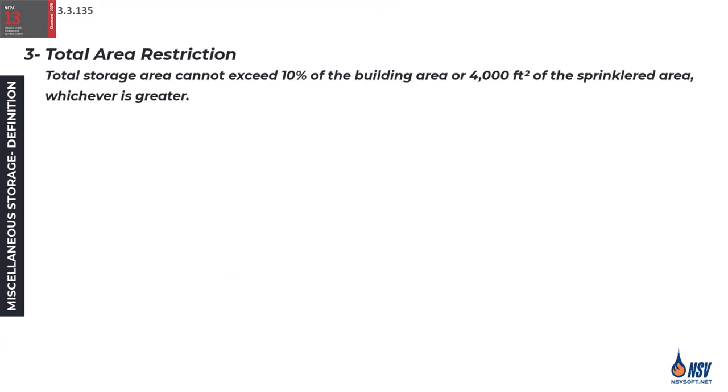Third, the total aggregate storage area cannot exceed 10% of our building area or 4,000 square feet of the sprinklered area, whichever of those two numbers is greater. These specific limits have clear origins. The 10% limit is pulled from accessory use definitions found in model building codes like IBC. Meanwhile, the 4,000 square foot limit is calculated by taking 10% of the maximum allowable area of coverage for a sprinkler system riser that protects high-piled storage.